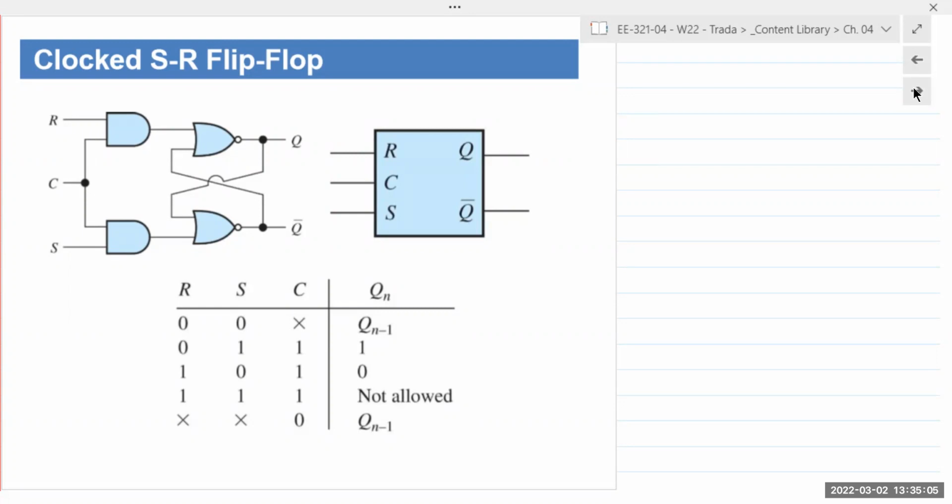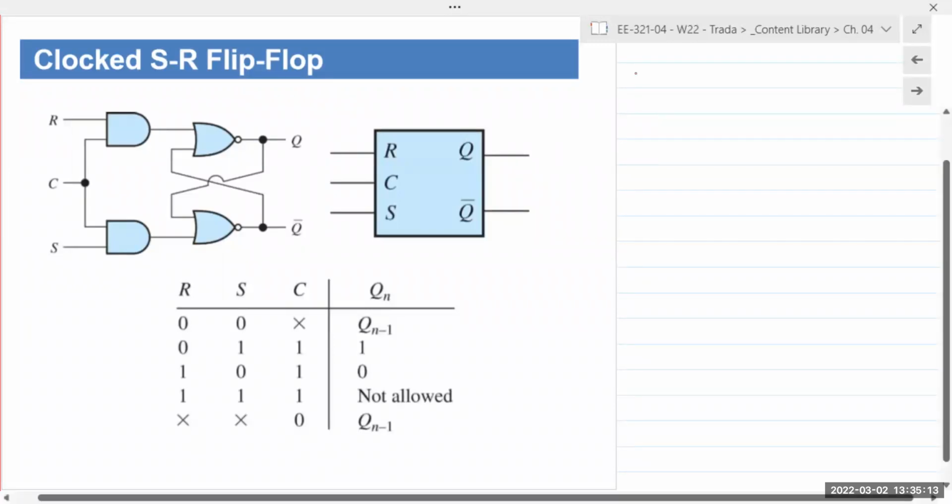So if the output of the circuit or the operation of the circuit depends on the clock, then we say it is a synchronous circuit. If it depends on the clock, everything is synchronized to the clock signal, and we say it is a synchronous circuit. If there is no clock, then we say it is asynchronous.